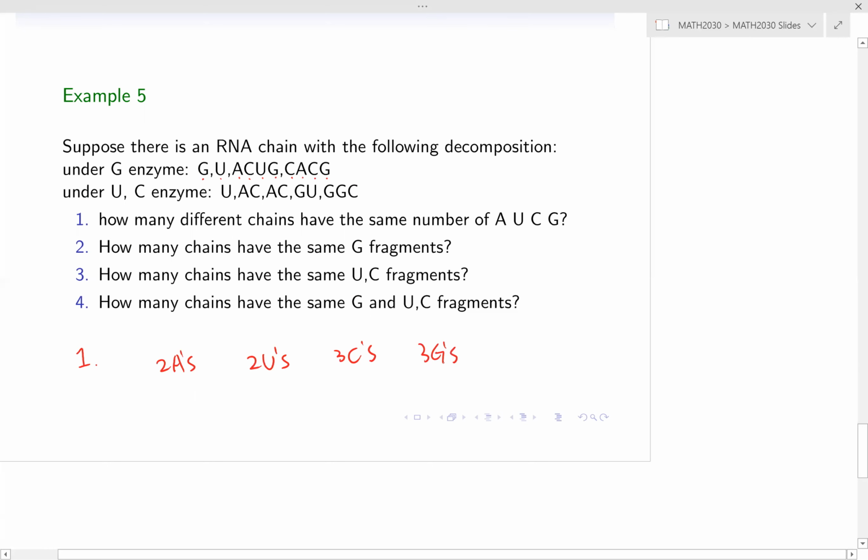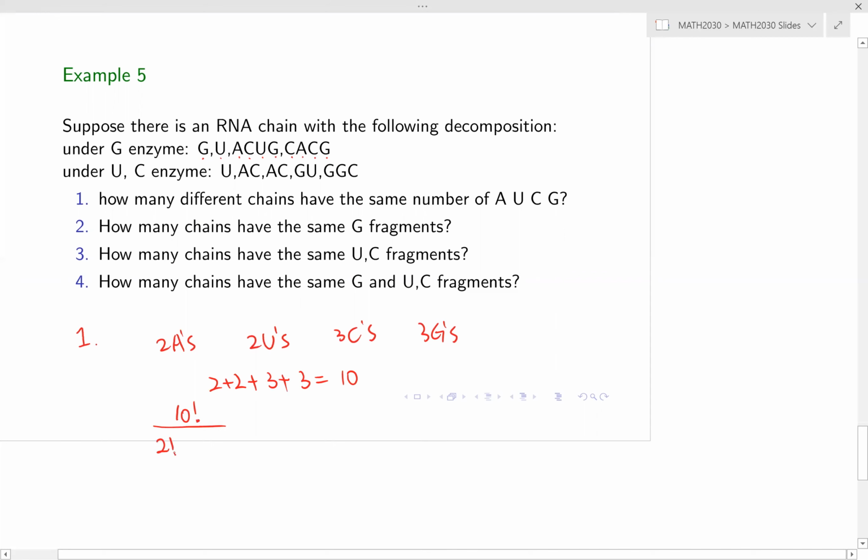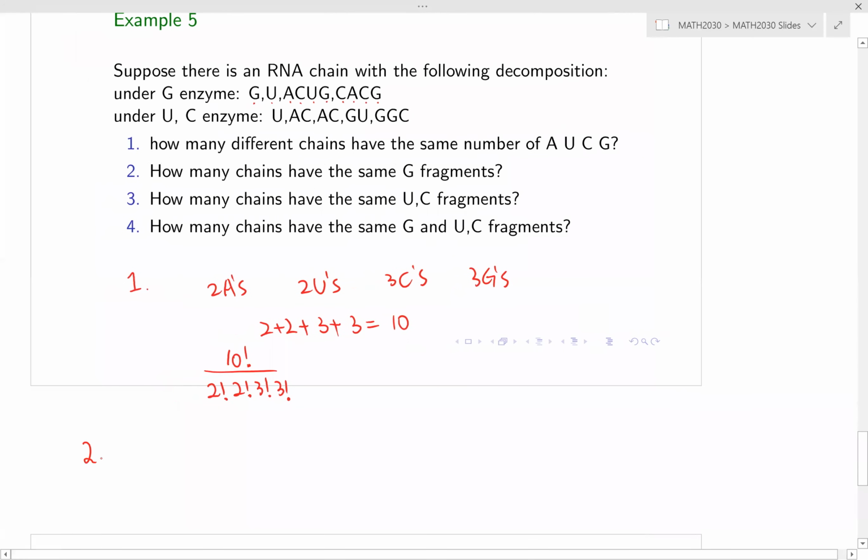So in total, how many bases are there? There's 2 plus 2 plus 3 plus 3. That's 10. So the total number of different chains using the same number of A, U, C, G is going to be 10 factorial divided by 2 factorial, 2 factorial, 3 factorial, and 3 factorial due to the identical elements. That's part 1. Part 2.